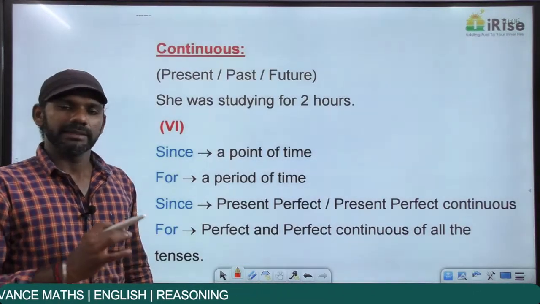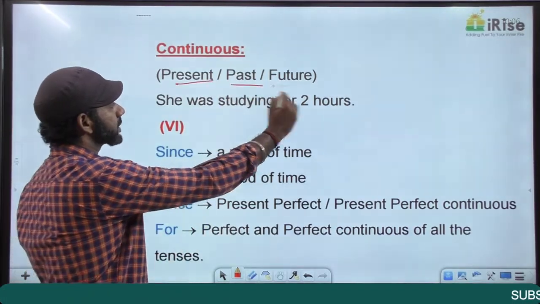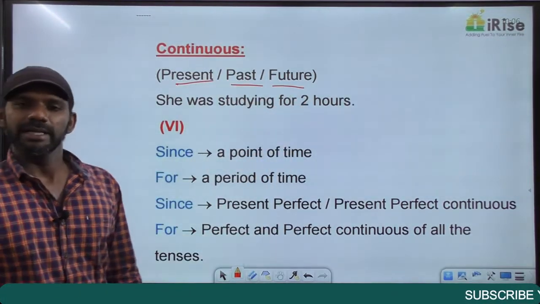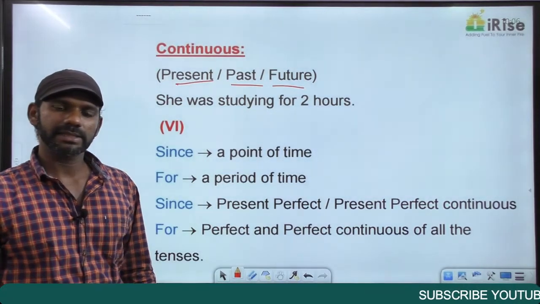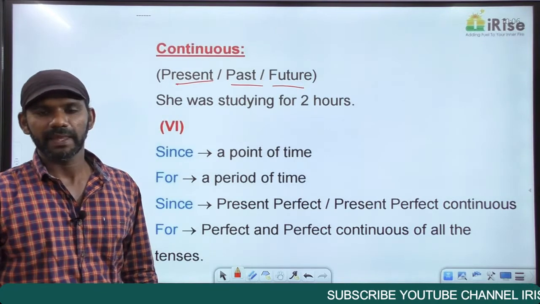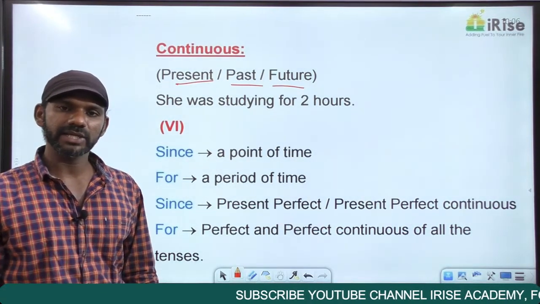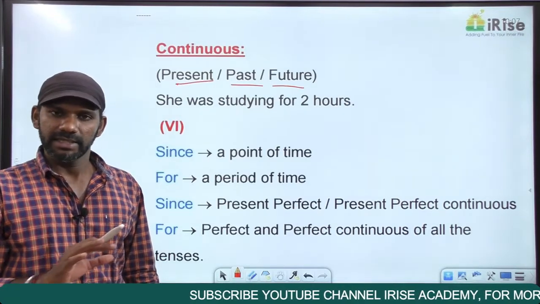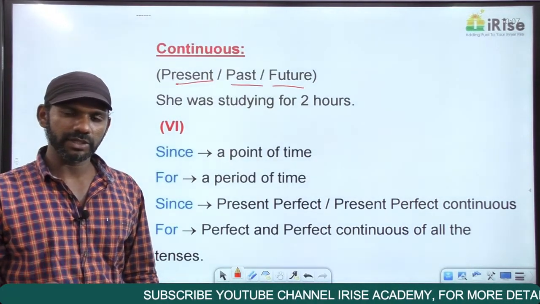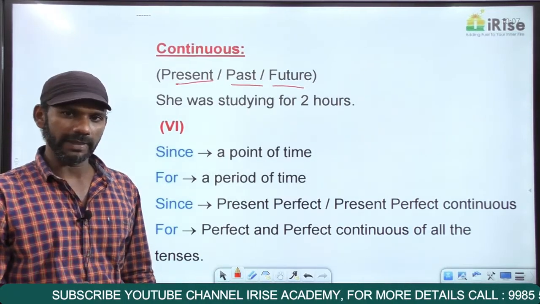Continuous. The continuous category can be present continuous, past continuous or future continuous. Now continuous tense is always used for actions that keep going, that means without a stop or an end. Continuous actions will never end. Present continuous, past continuous, future continuous will never end. They'll keep going. I'll explain to you well.